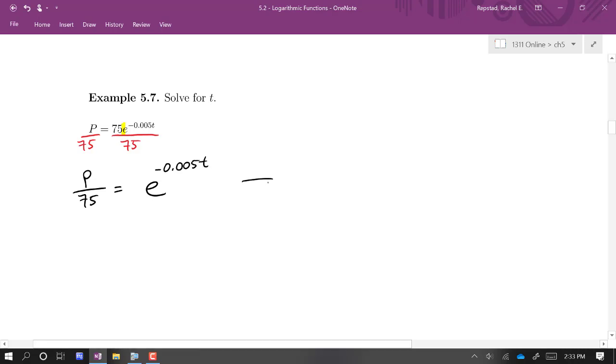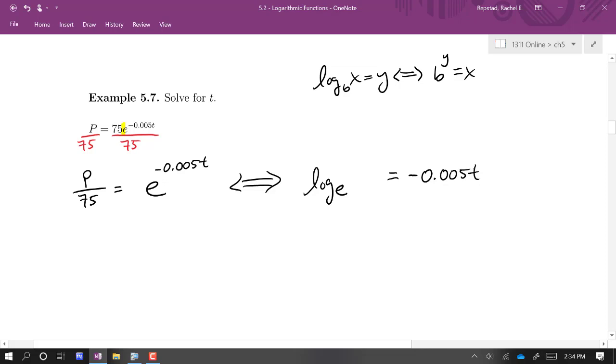Now I'm going to use that definition of the log to rewrite this. So remember, the way that goes is that log base b of x equals y if and only if b to the y equals x. So my base on the exponential is e. That means that I'm looking at the log base e. The log always spits out the exponent. So on this side I'm going to have negative 0.005t, and then inside I'm taking log base e of p over 75.